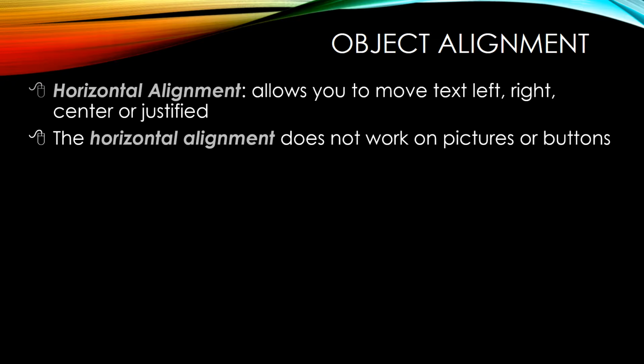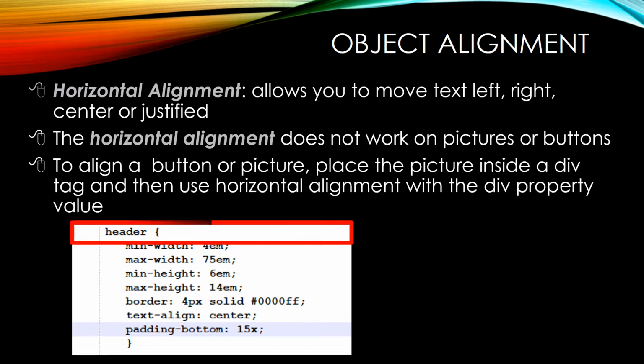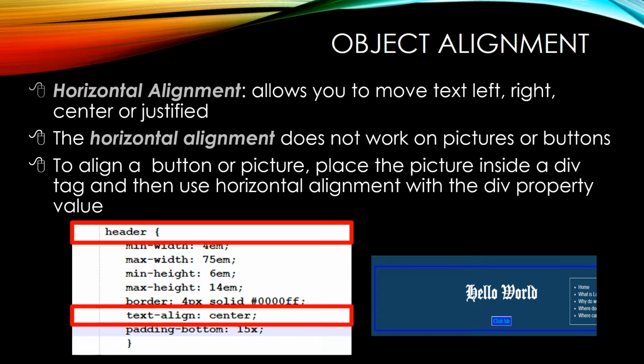A thing to remember is that the horizontal alignment does not work on pictures or buttons, only on text. To align a button or a picture, place the picture or the button inside a div tag, and then use the horizontal alignment within the div property to actually center or set your alignment. In the example below, in the header, you're going to see that we were able to center the text as well as the button by simply putting it in the header.